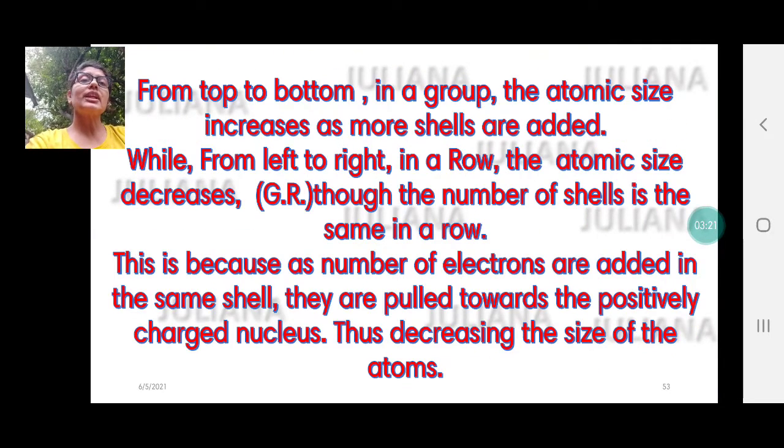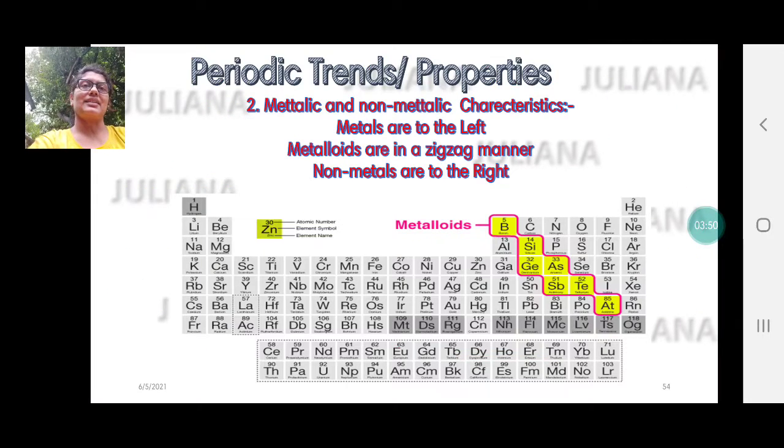So from top to bottom, keep in mind, in a group, atomic size increases. Why? Because more number of shells keep on adding. While from left to right, in a row, atomic size decreases. Give reason why? Though the number of shells remains the same, this is because more and more electrons are added in the same shell. So they are pulled towards the positively charged nucleus, thus decreasing the size of the atom.